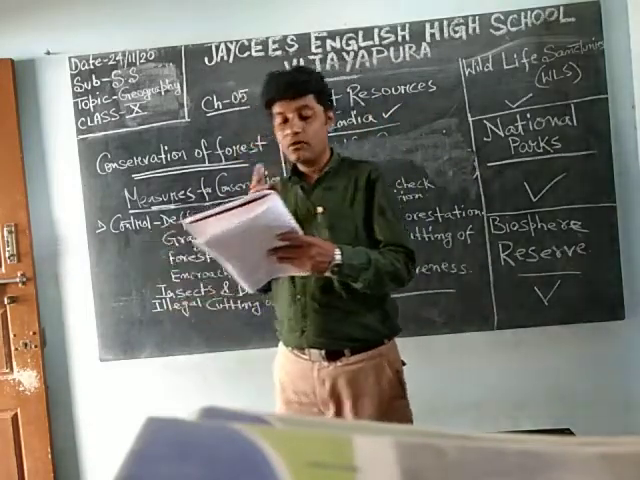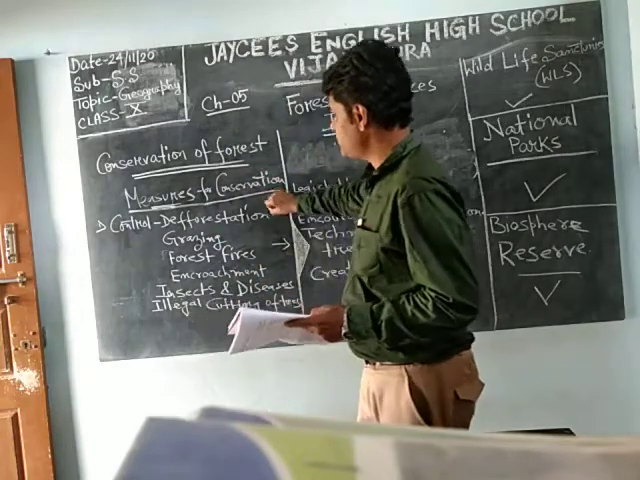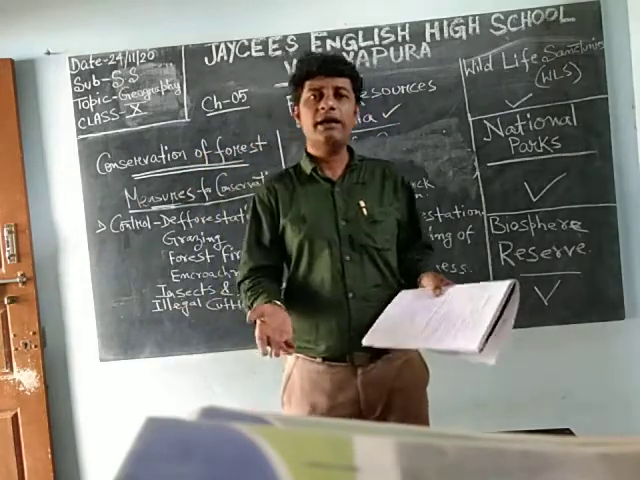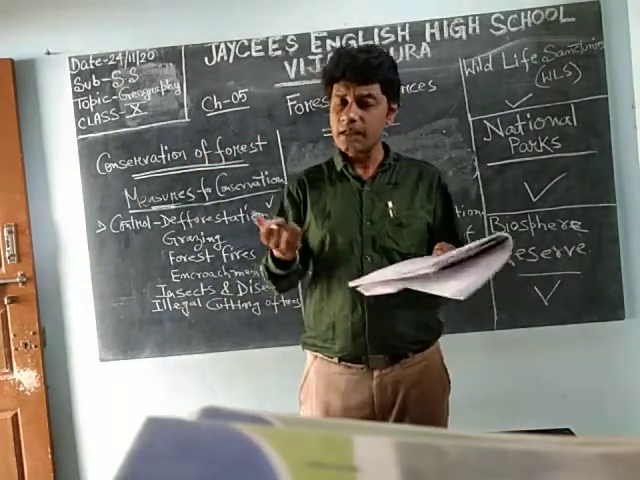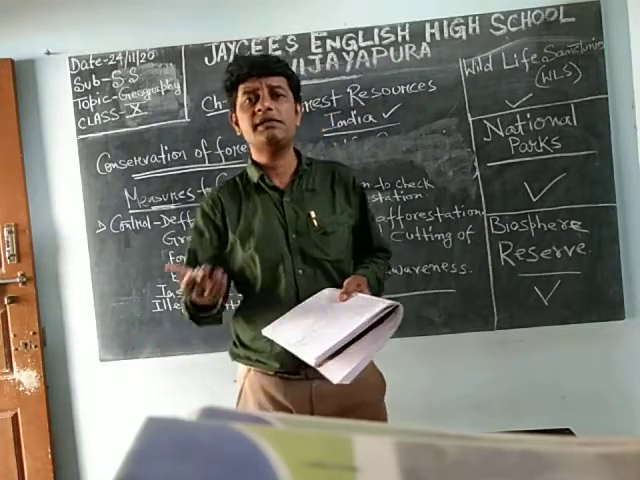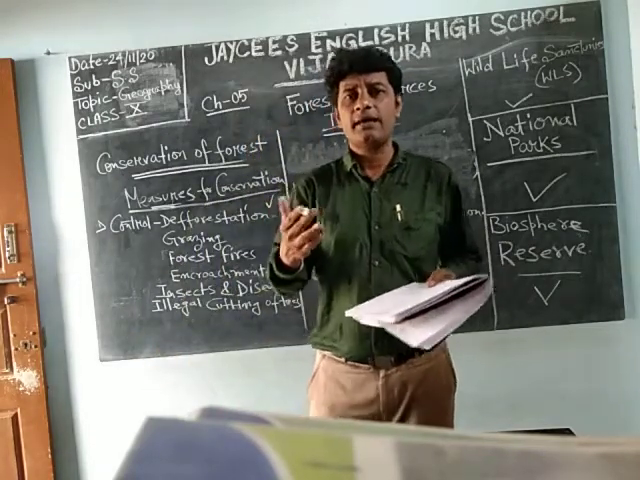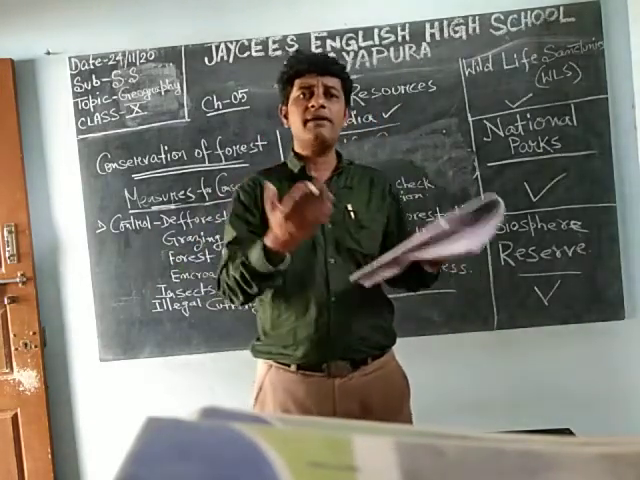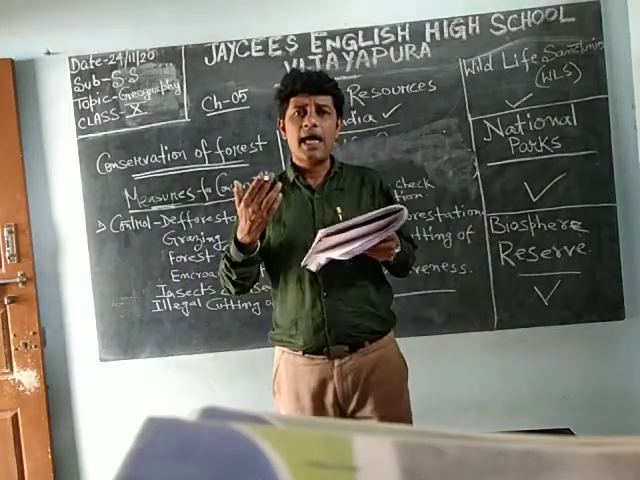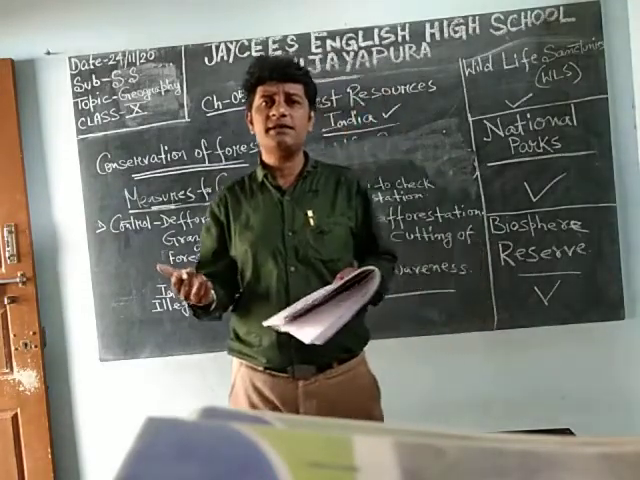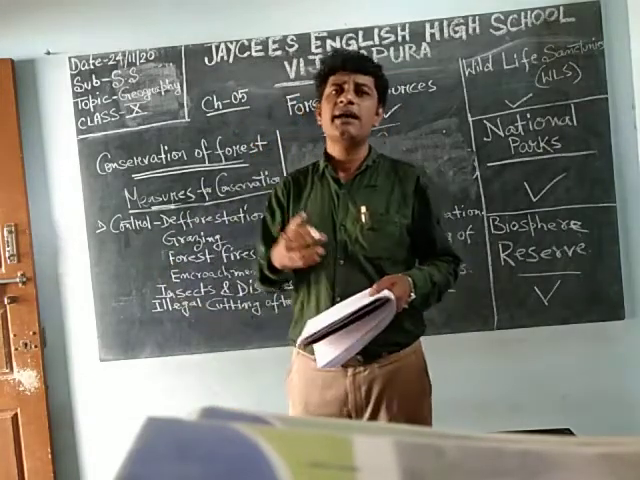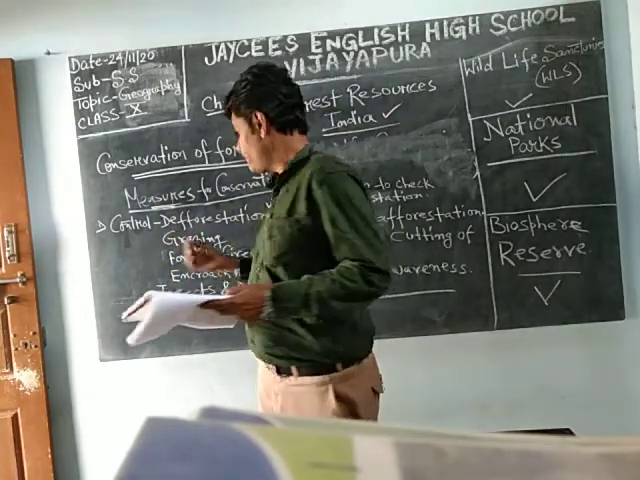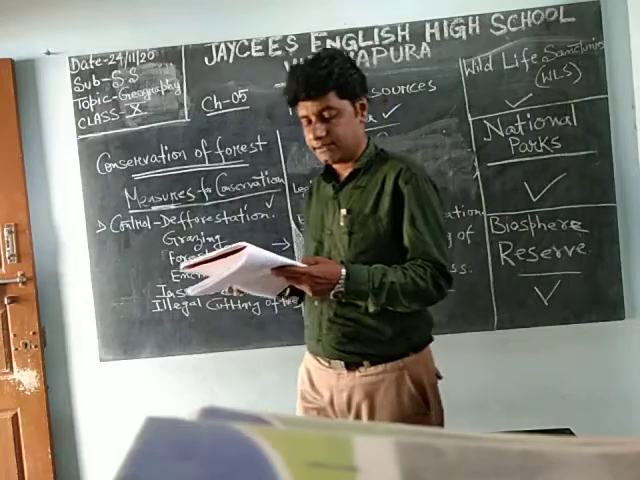First is the control of deforestation. Deforestation means cutting of trees for the purpose of wooden furniture and all. We can use plastic furniture also, but still we go for wooden furniture. I can understand that wooden furniture is important, but when we have a solution, we can use plastic furniture or other types of furniture so that we can save the forest. So this is deforestation, meaning cutting of the forest.